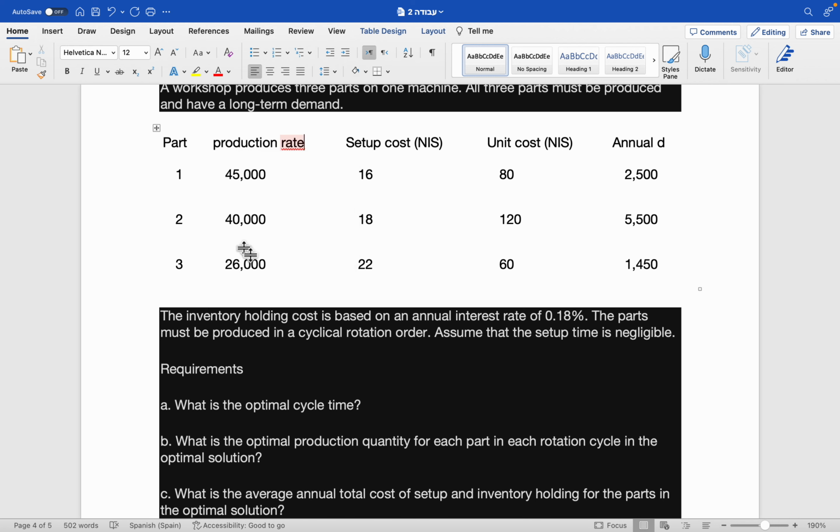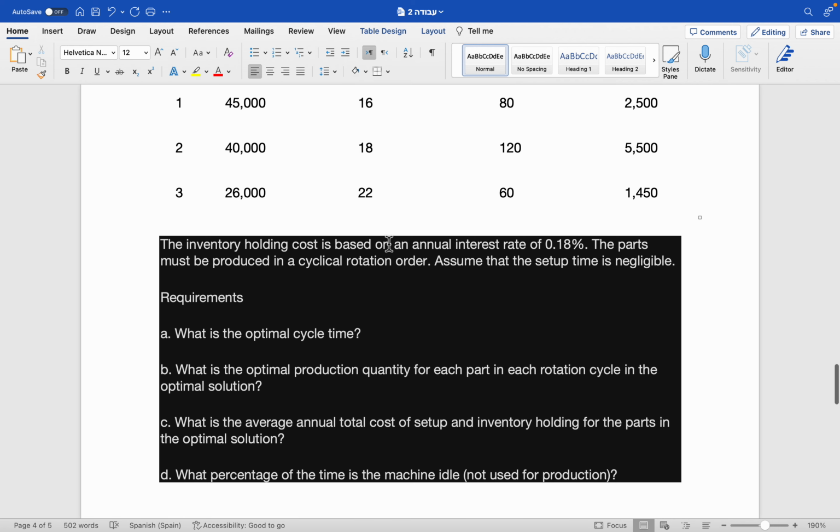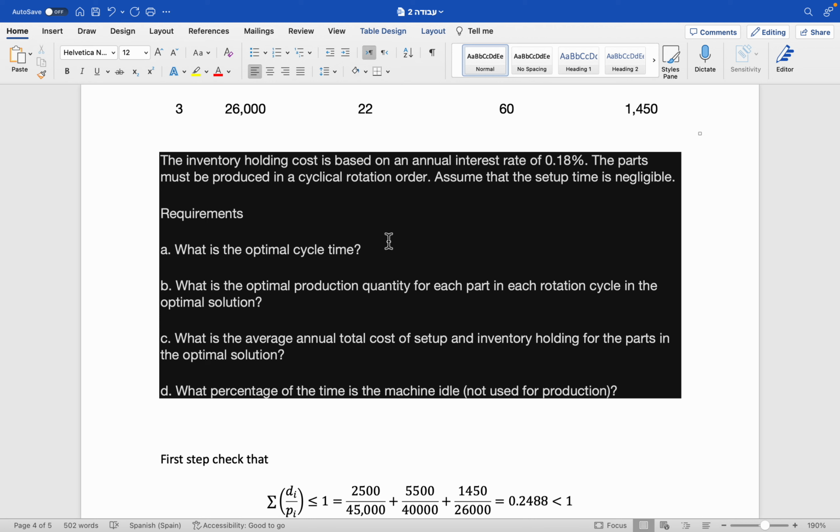and now we want to know, we have this question. So the inventory holding cost is based on an annual interest rate of 0.18%. The parts must be produced in a cyclical rotation order. Assume that setup time is negligible. Requirement: what is the optimal cycle time?